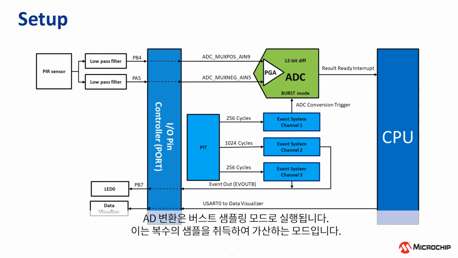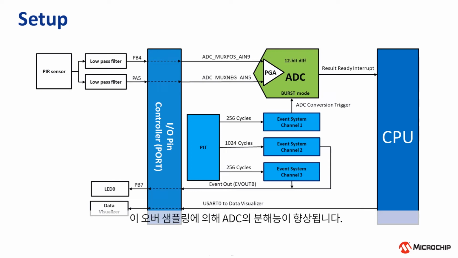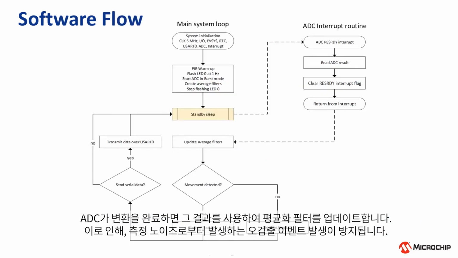Each ADC conversion is run in burst sampling mode, where the ADC acquires multiple samples and sums them together. This oversampling improves the resolution of the ADC. When the ADC completes a conversion, the ADC result is used to update the averaging filters, which reduces the chance of a false detection event caused by noise in the measurement.